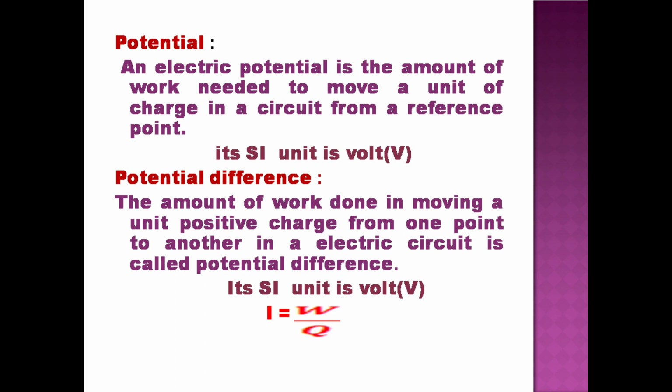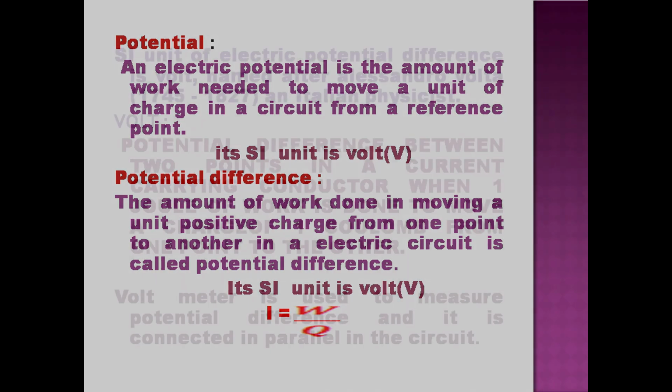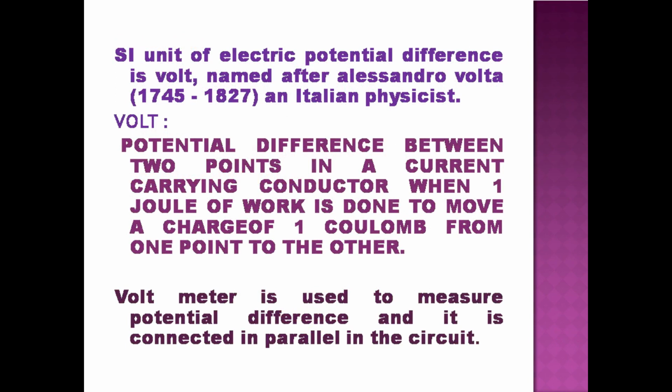In the mathematical form, potential difference can be written as V = W/Q, where W is the work done and Q is the unit charge. SI unit of electrical potential difference is volt, named after scientist Alessandro Volta. Volt: potential difference between 2 points in a current carrying conductor when 1 joule of work is done to move a charge of 1 coulomb from one point to the other. Voltmeter is used to measure potential difference, and it is connected in parallel in the circuit.